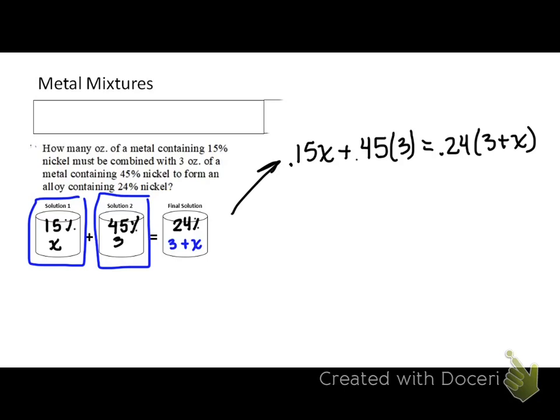The first thing I want to do is factor out everything that I can, or expand everything. 0.45 times 3 is going to give me plus 1.35. 0.24 times 3 will give me 0.72 plus 0.24x, because I have to use the distributive property on that.